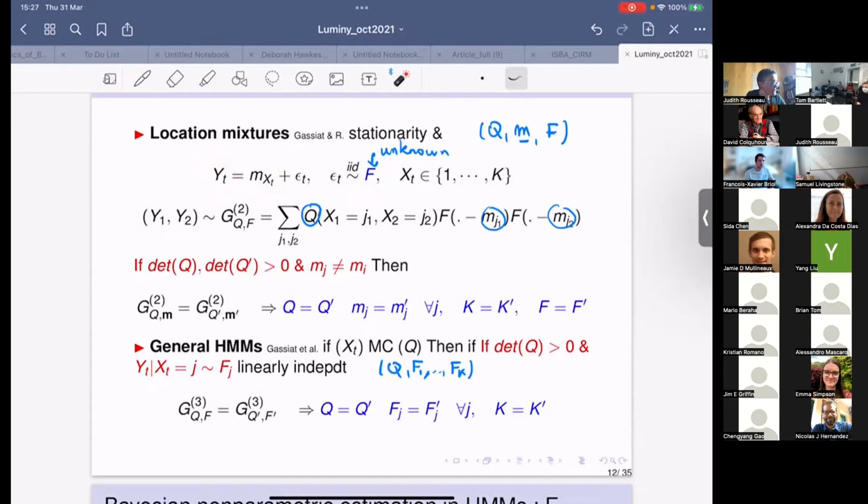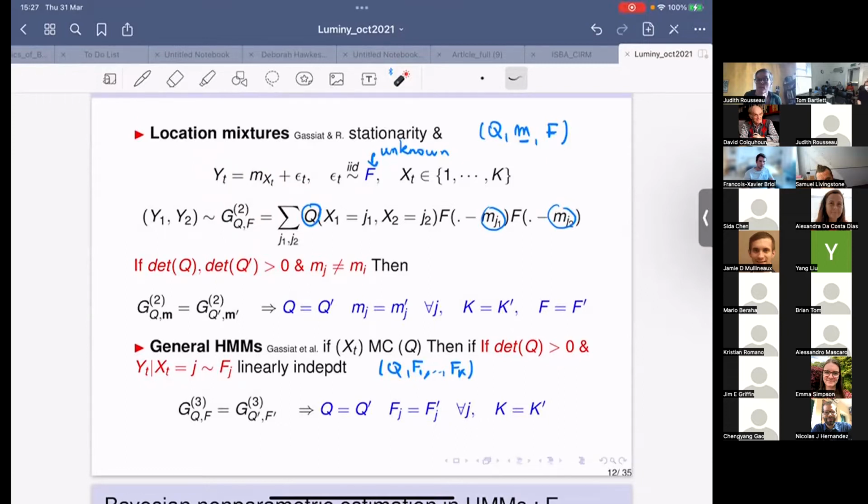The x_t are Markovian, and what you observe are the y_t's. So what identifiability means in this sense is that if you look at consecutive observations of y_t, so y1, y2, y3, and you look at the distribution of y1, y2, y3, or y1, y2, which is g here, then if g_{Q,F,m} equals g_{Q',F',m'}, this implies F equals F' and m equals m', because there is also the parameter m.